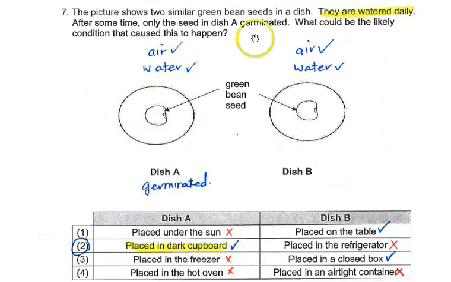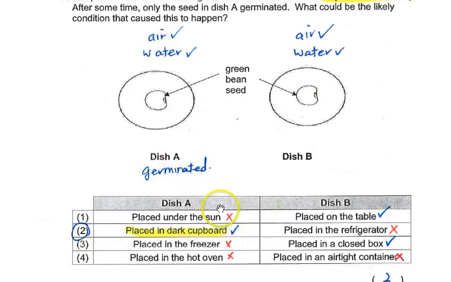What could be the likely condition that caused this to happen? What caused the seed in dish A to germinate but not this one? After some elimination, if it's placed directly under the sun, most probably after a while, even though you water it, it may not germinate, probably may not. And placed on the table, it will germinate. What they want is only A germinates.